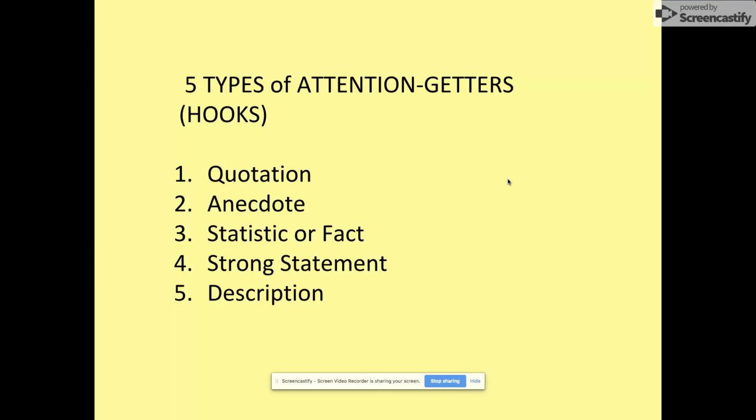These are 5 kinds of attention getters. There are more, but these are 5 that we're going to look at today. Number 1 is a quotation. Number 2 is an anecdote. 3 is a statistic or fact. 4 is a strong statement, and 5 is a description.